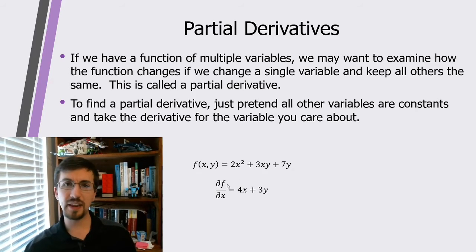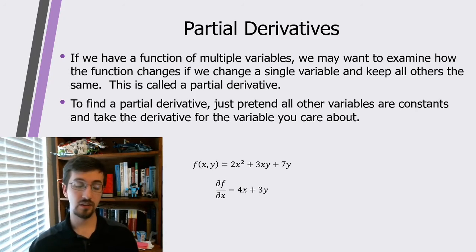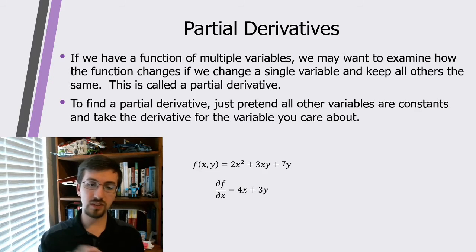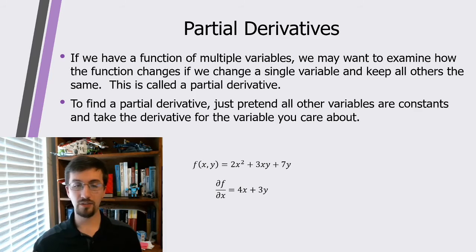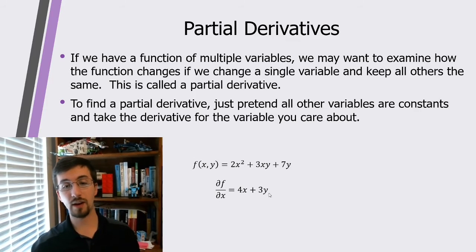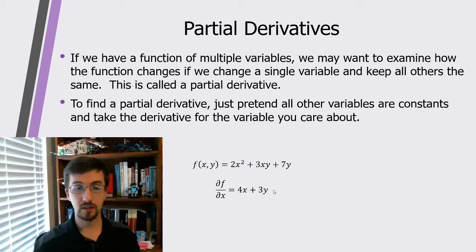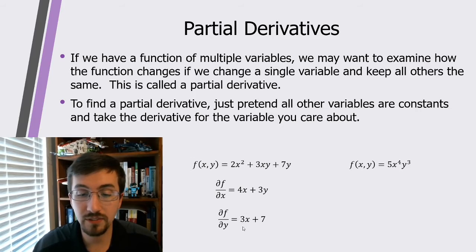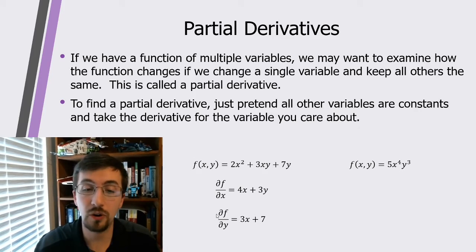So we use these fancy d's. They're technically mini deltas, or lowercase deltas, I should say. So we use these and we call them dels. So del f del x, or the partial derivative of f with respect to x, is 4x plus 3y. And if we did this with respect to y, we would see that the derivative is 3x plus 7. So the partial derivative of f with respect to y is 3x plus 7.